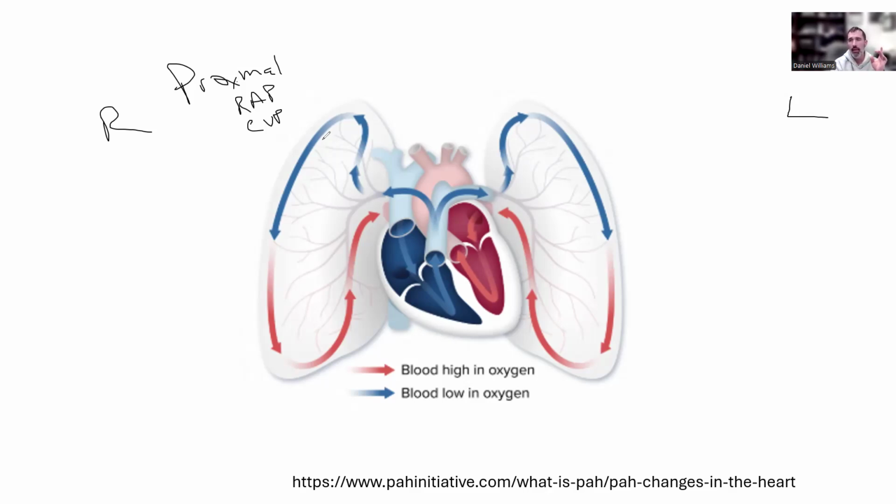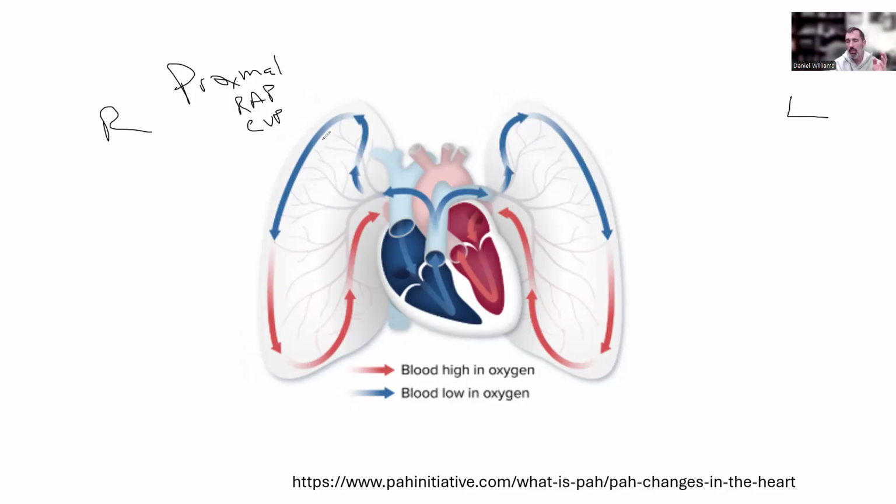So if we're looking at afterload as the resistance against which the heart has to pump, most of your textbooks and everything are going to basically reference afterload to the left side of the heart. But I want us to understand that you do have things that can increase afterload on the right side of the heart. You've got things that can increase afterload on the left side of the heart, and conversely, afterload can be decreased as well. But if we look at afterload in and of itself as resistance, pulmonary artery pressure or pulmonary vascular resistance is the afterload for the right side of the heart or your right ventricle.